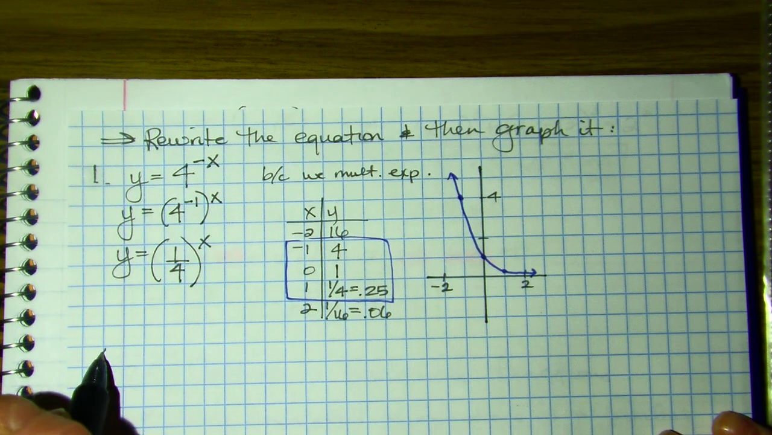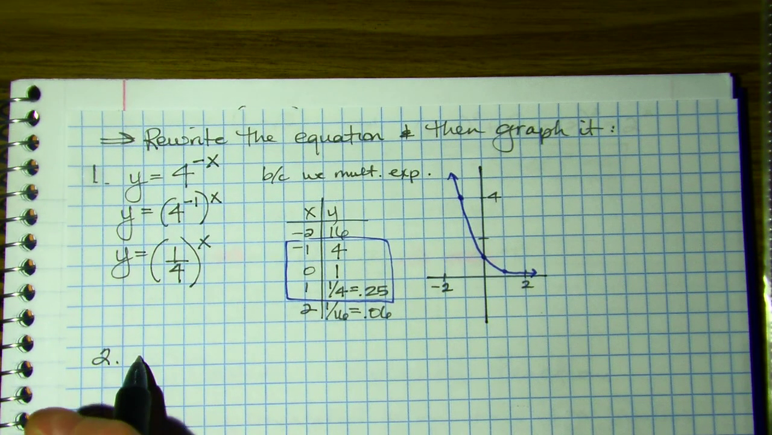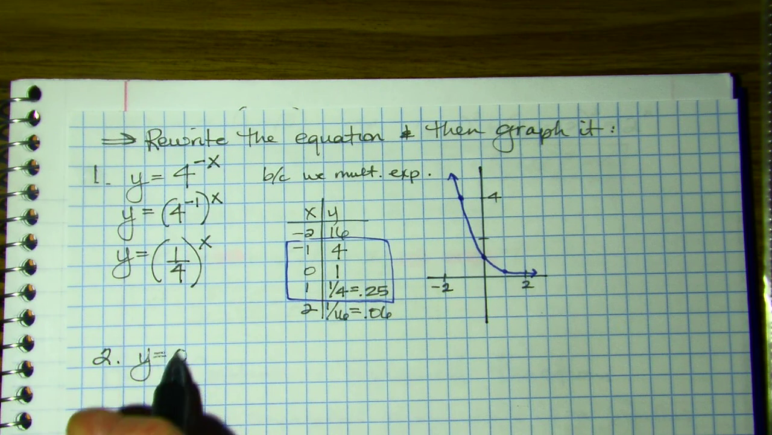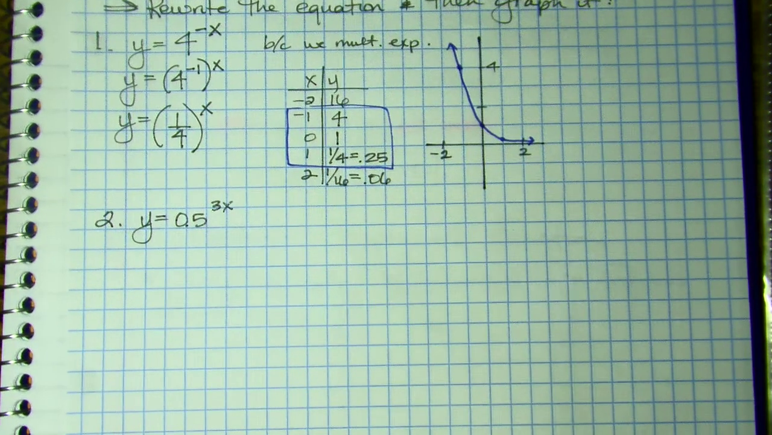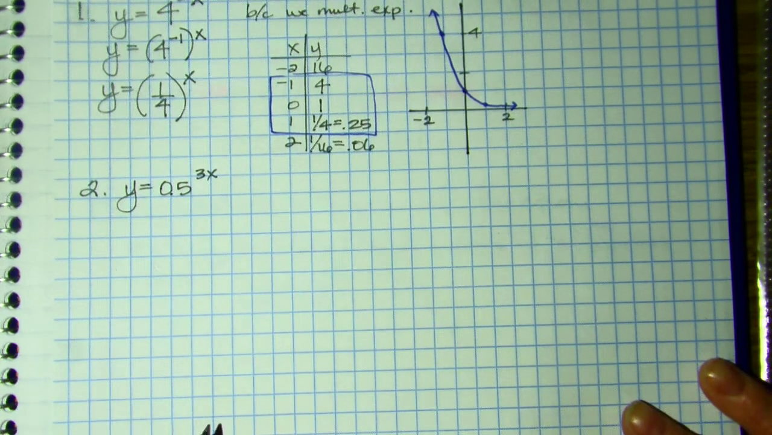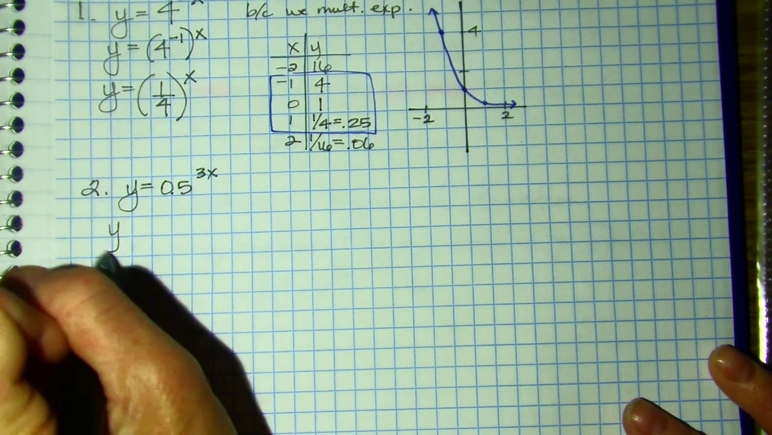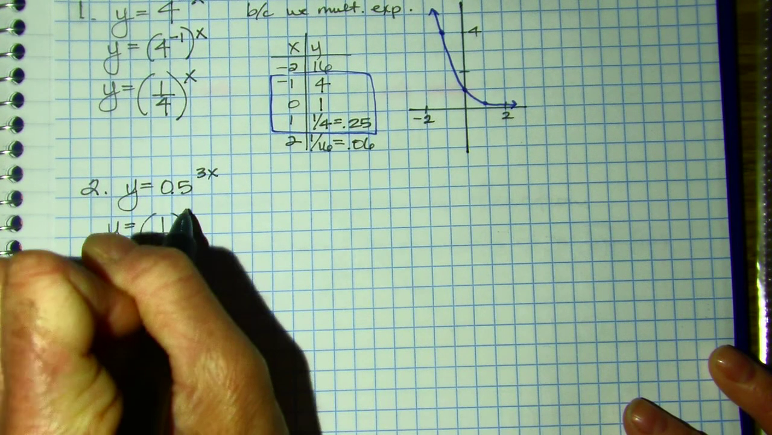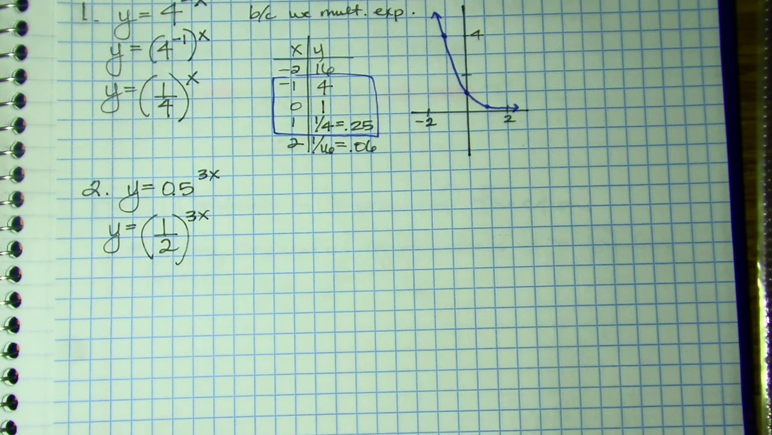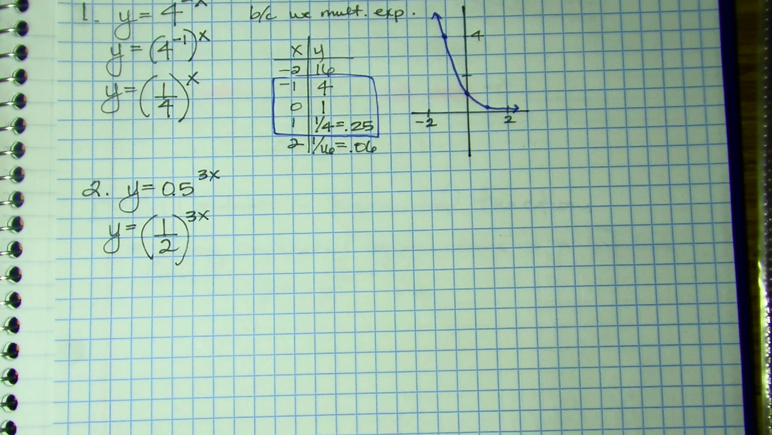And next one, we are going to graph y equals 0.5 to the 3x. So the first thing I'm going to do is, if I have decimals, I like to write it in fraction form. Now this is really hard because this means that x has been compressed. And that's really hard to graph if you're not going to rely heavily on a table.